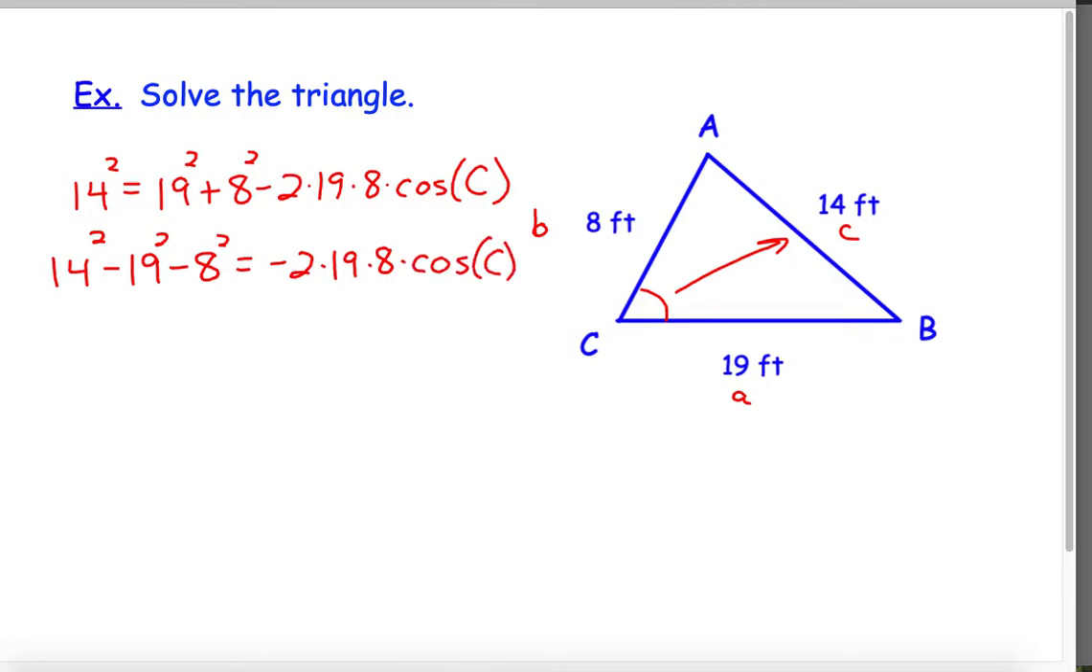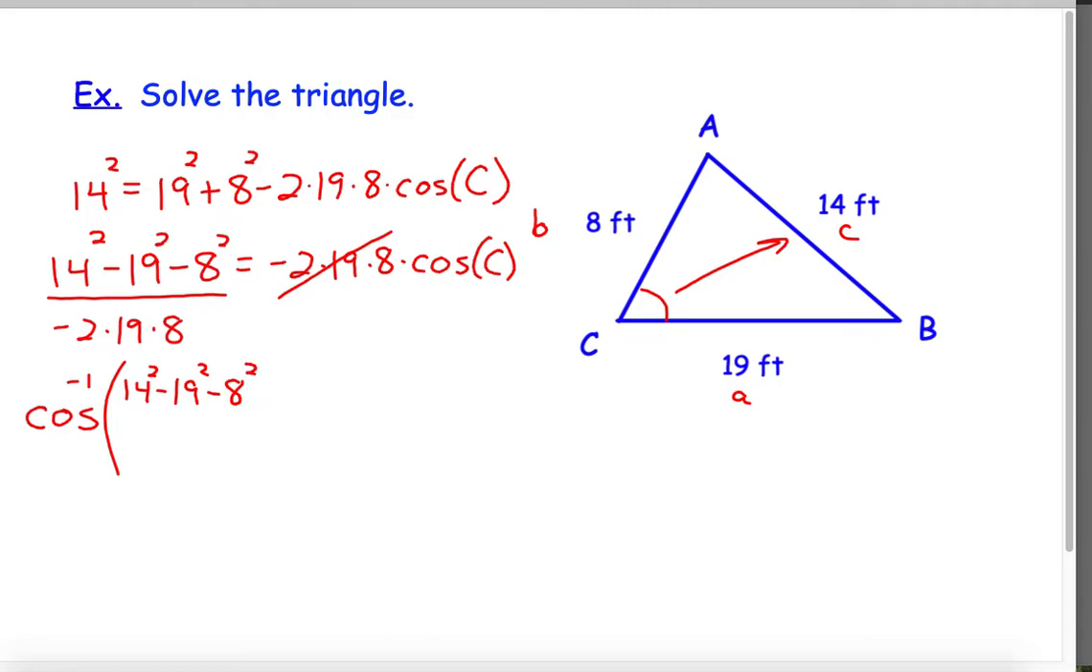Then I'm going to have to divide both sides by negative 2 times 19 times 8. So I have cosine of C is equal to that. And then I'm going to have to take the inverse cosine of that entire fraction, quotient. So 14 squared minus 19 squared minus 8 squared. We have to be careful when I'm punching this in on the calculator. And that will equal angle C.